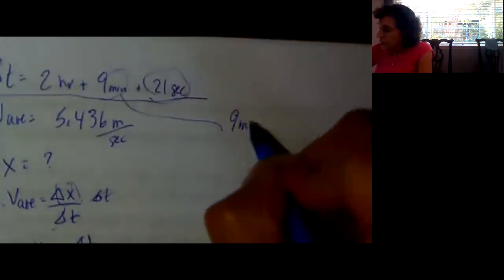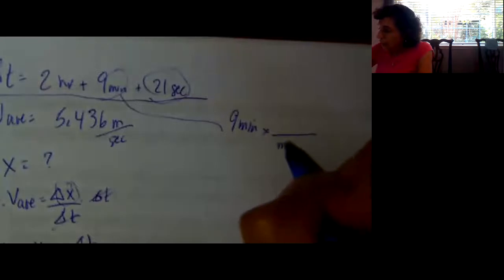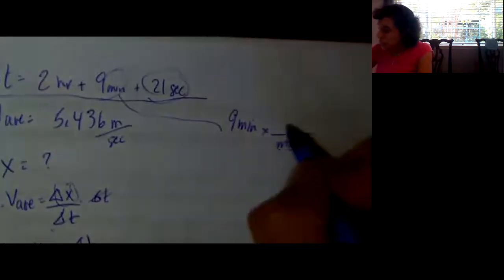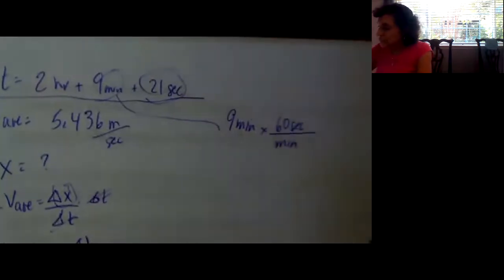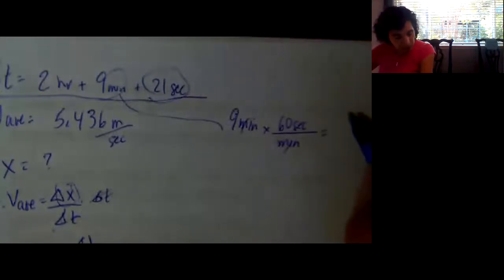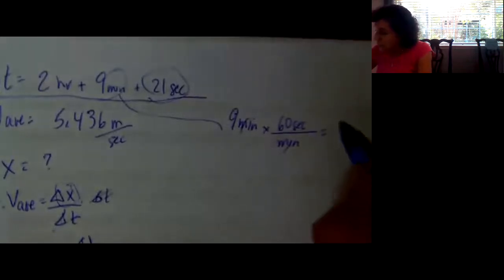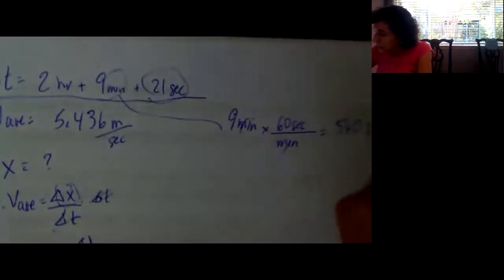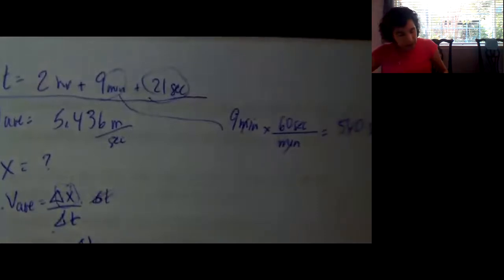So 9 minutes, I want my units to cancel out. I know there's 60 seconds to a minute. All right, 9 times 6 is 54, so this must be 540 seconds. Is that right? 9 times 6.